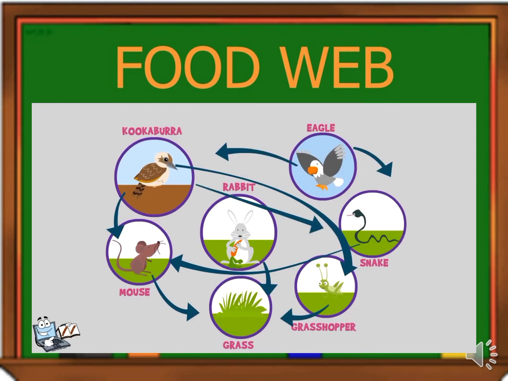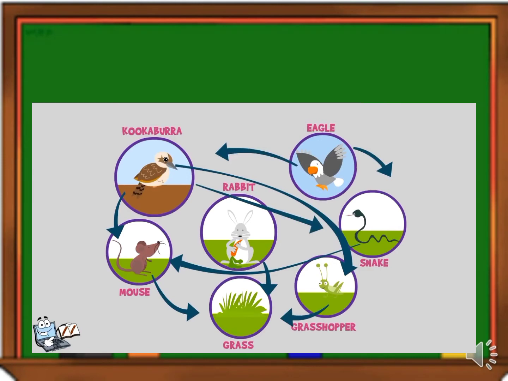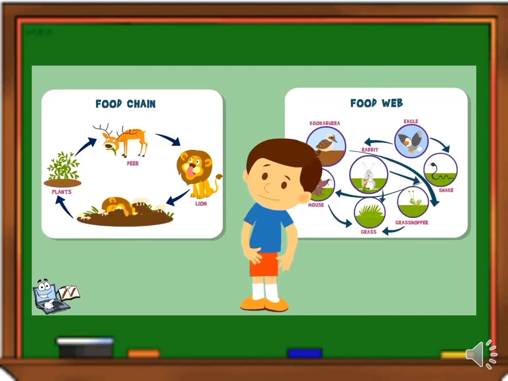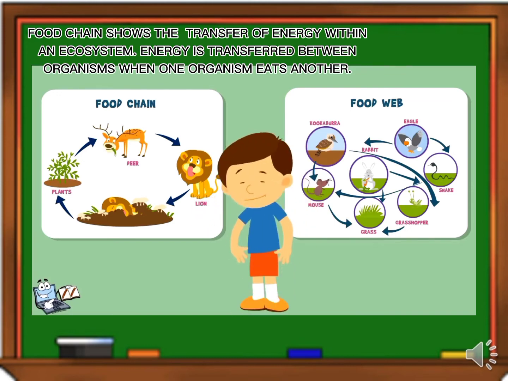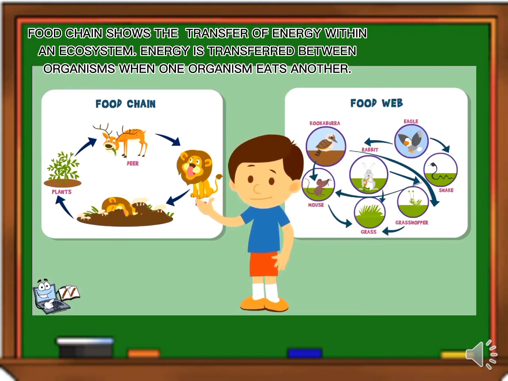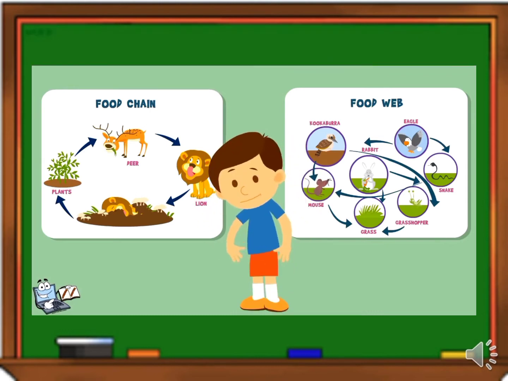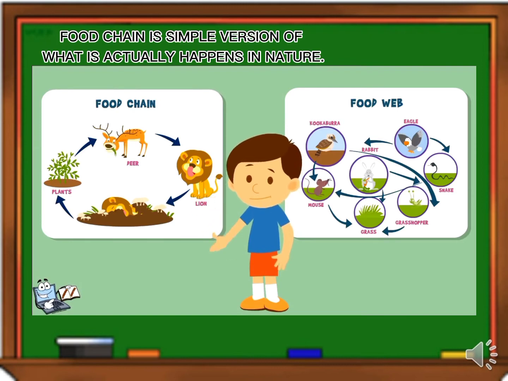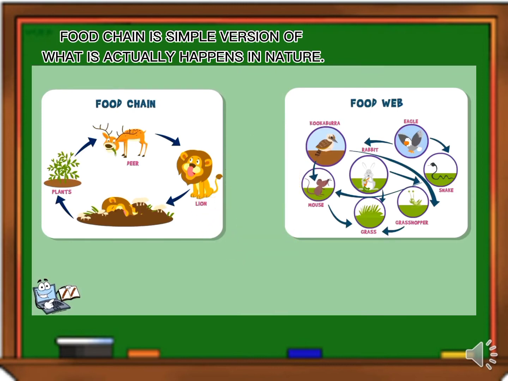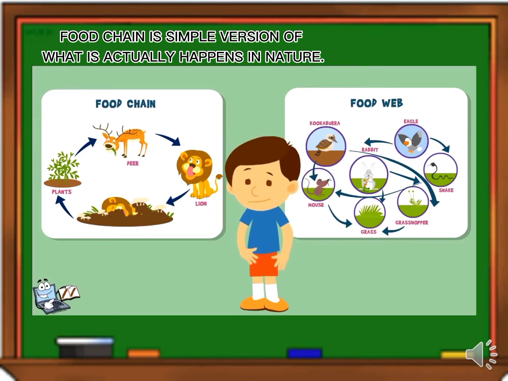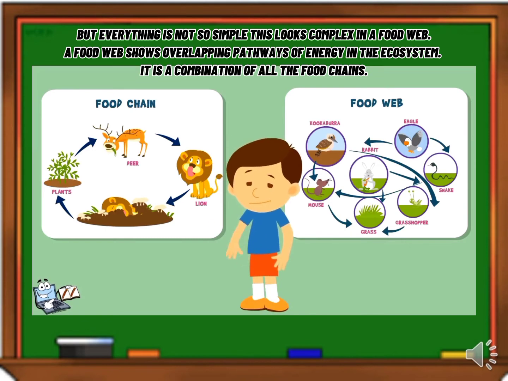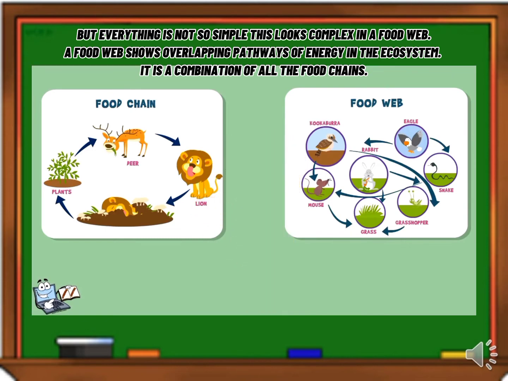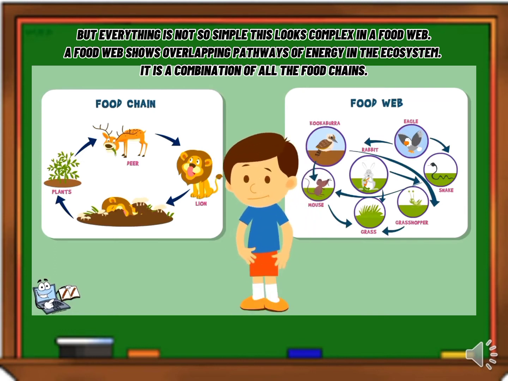Now you know about a food chain and a food web. A food chain shows the transfer of energy within an ecosystem. Energy is transferred between organisms when one organism eats another. A food chain is a simple version of what actually happens in nature. But everything is not so simple. This looks complex in a food web. The food web shows overlapping pathways of energy in the ecosystem. It is a combination of all the food chains.